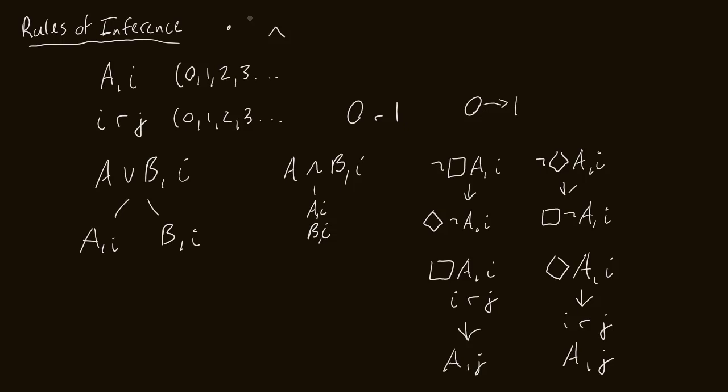Likewise, when we have this diamond A, I, and then we name the world J to which I relates, J has to be a world that has not previously occurred on our branch. So that's the one restriction. When we do this rule with the diamond, we have to instantiate J to a world number that has not yet appeared on the branch in which IRJ will appear. That's the restriction.